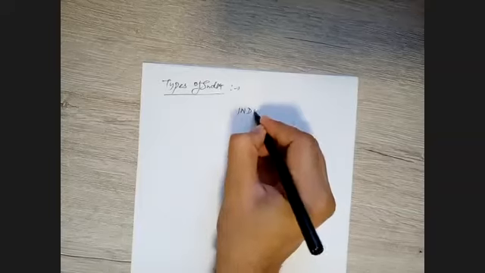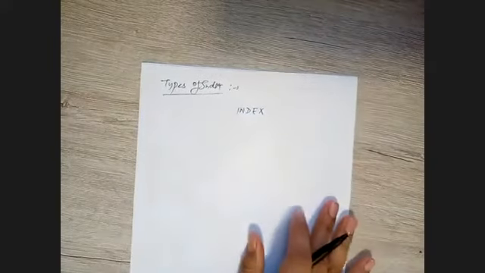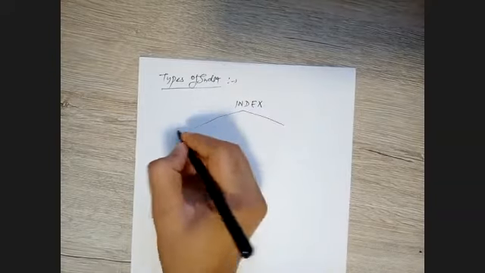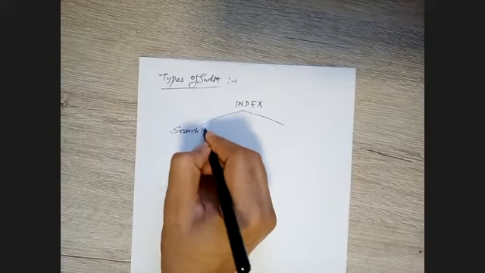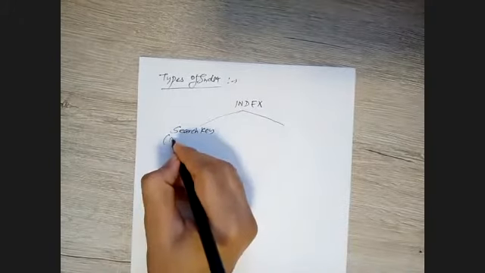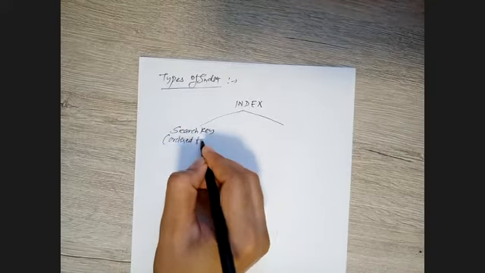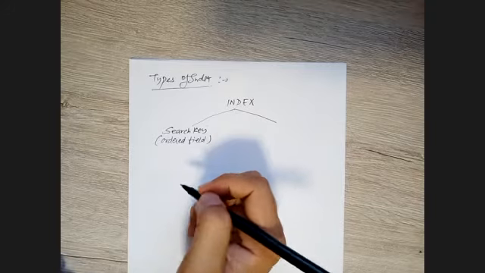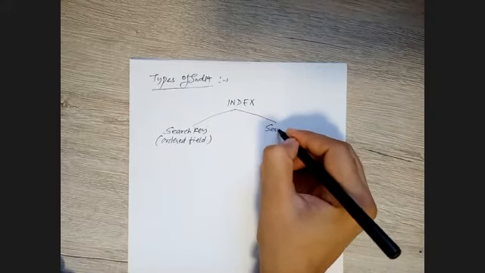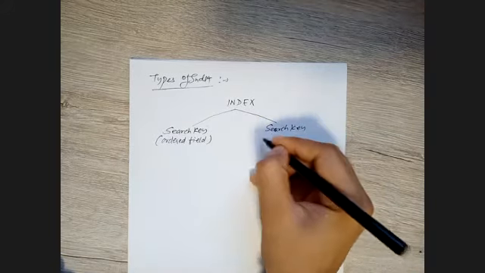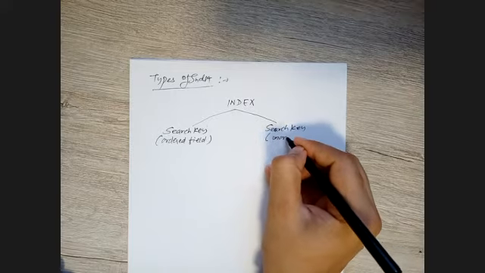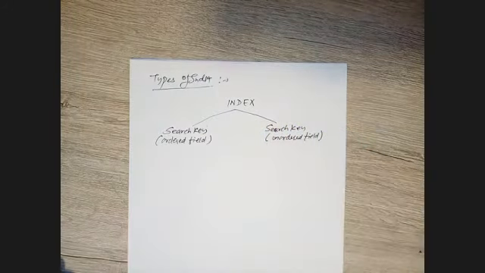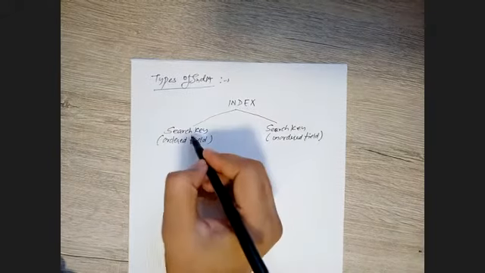Okay, so let's make a tree diagram and understand indexing. We categorize them first based on the search key, right? If the search key is your ordered field, that is the sorted elements, right? And if the search key is your unordered field, right? The search key is basically used for indexing.